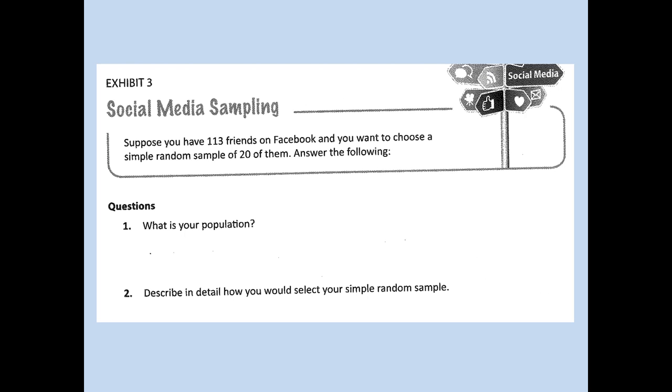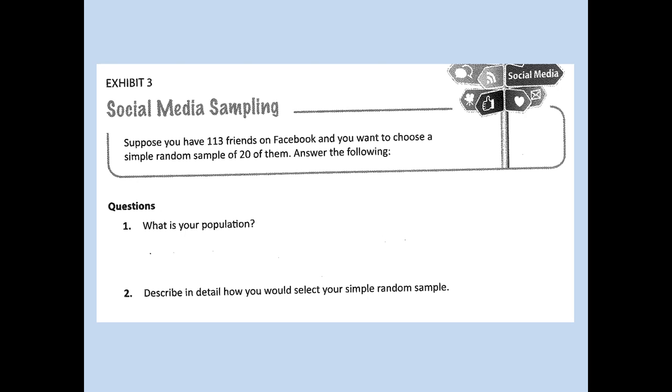Exhibit 3, down below on page 146 in the workbook. The population, that shouldn't be too bad. I guess the only thing that might potentially be troubling is being specific enough. So just use everything that you can use there. There's not a lot of wording to work with, but just use everything that you've got to write out what the population is. And then for number 2, describing in detail how you would select a simple random sample.